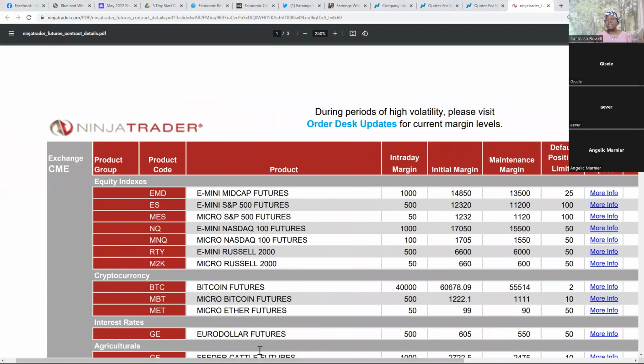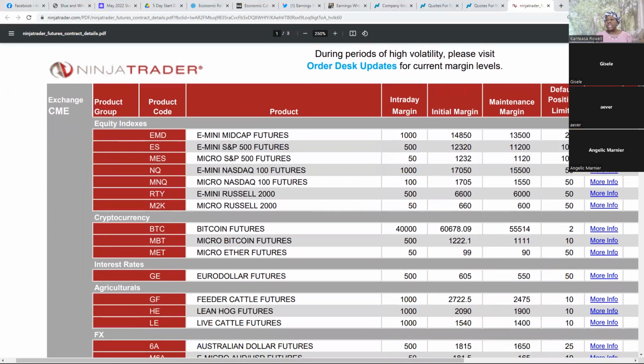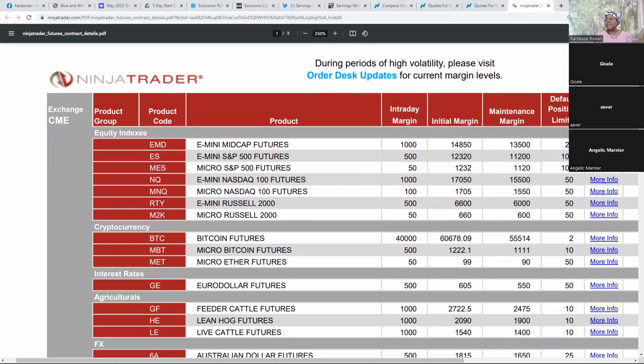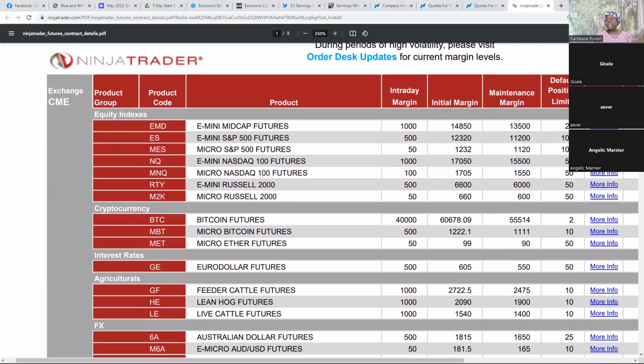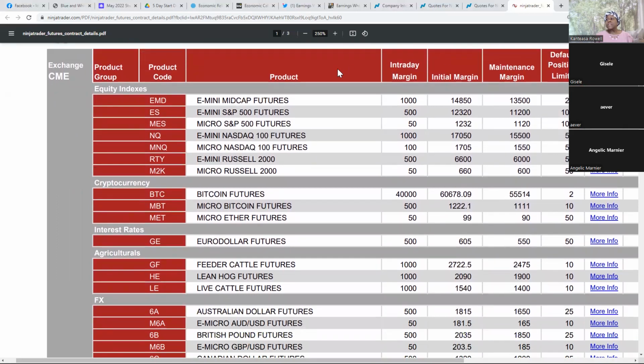There's a desk designated specifically for maintaining these amounts. And they definitely change. When there's high volatility, you can just totally forget about these amounts right here. These are the amounts for right now. So looking at these products, just think about the amount that you're planning to maintain in your account on a daily basis. And then I want you to choose one of these.